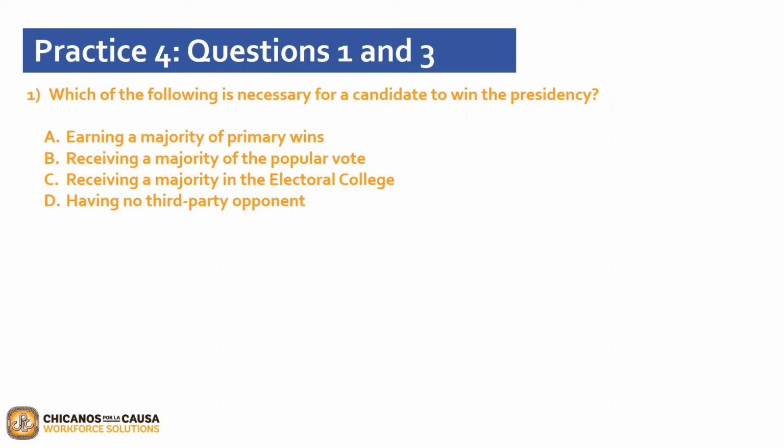So we talked about the Electoral College and how each state has a different number of electors. In order for a candidate to win the presidency, they need to accumulate 270 electoral votes from the Electoral College. So therefore, the answer is C, receiving a majority in the Electoral College.